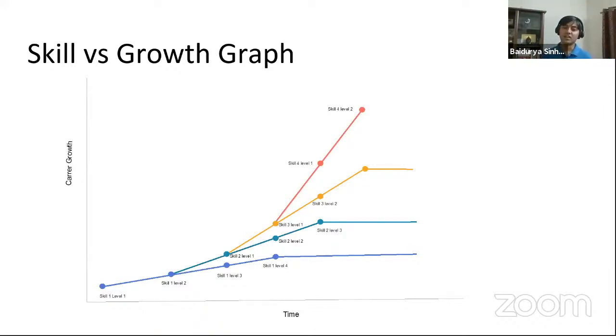Then you start achieving the next skill at some point in your career, and then you try to move through level 1, 2, and 3, and after a certain time it also flattens, but still you get more growth in your career, right? Because you achieved a new skill. And same thing as you keep on achieving more skills, you see the graph becomes like an exponential growth in your career.